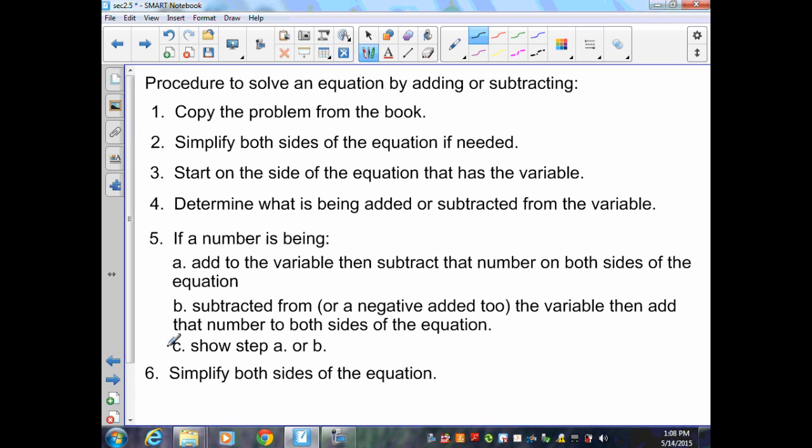A, if something is added to the variable, then I want to subtract that number on both sides of the equation. B, if something is being subtracted from, or a negative is added to, the variable, then I want to add that number to both sides of the equation. C, show steps A and B. And finally, I want to simplify both sides of the equation. Of course, we're going to look at examples of all of this.